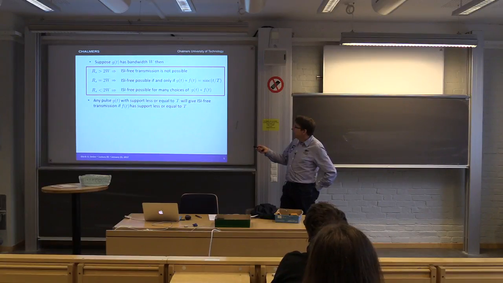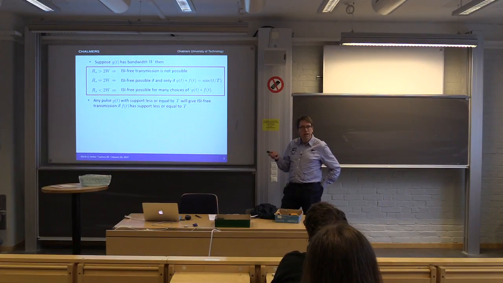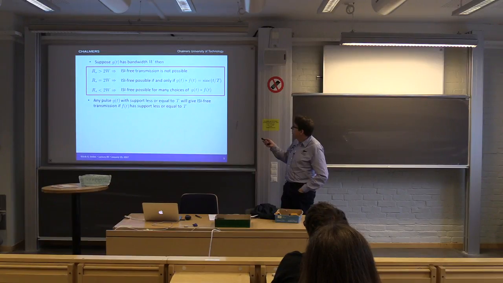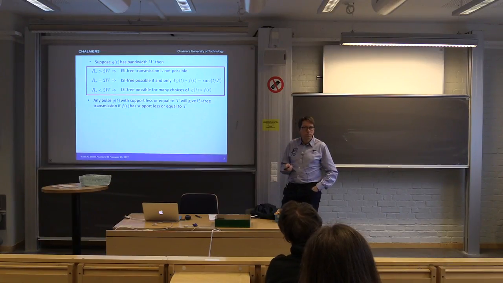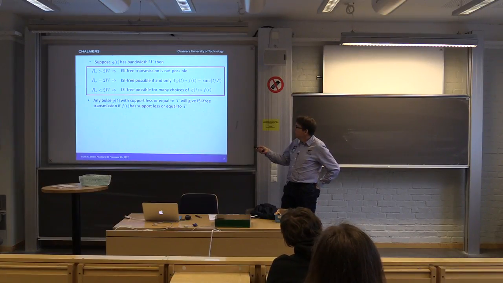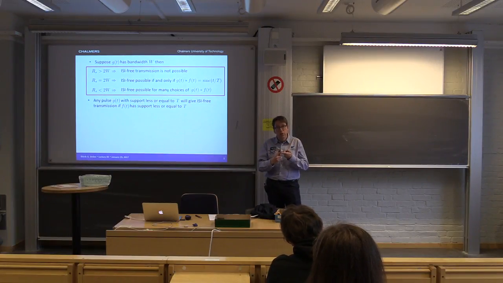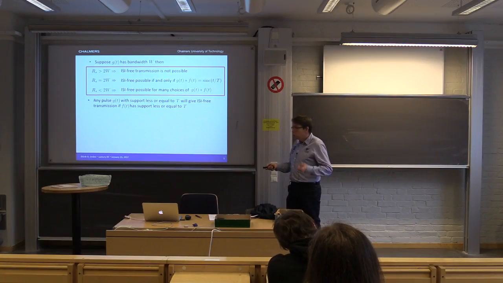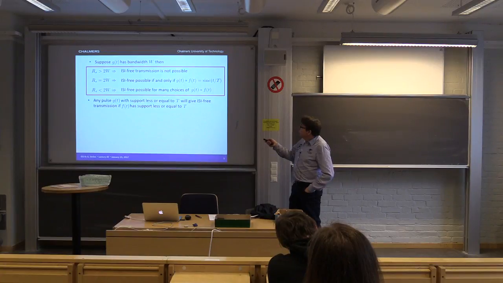If the symbol rate is exactly twice the bandwidth, then it's possible, but only for one particular choice of pulse shape, namely when the convolution of G and F is a sinc function. That's the only choice. Now, when the symbol rate is a little bit less than twice the bandwidth, then it's possible to avoid intersymbol interference, and it's possible to choose many different H to achieve this. We will see one family of those today. So this is nice.